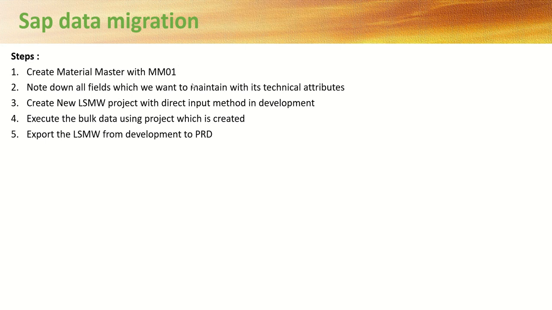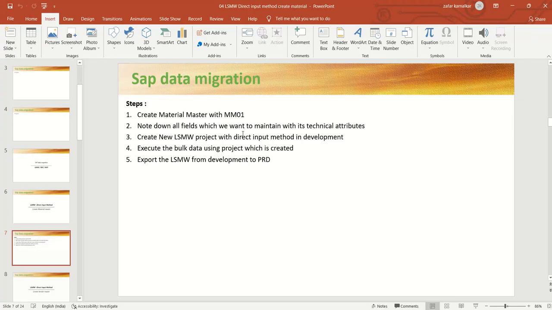So after the first two steps, we have to create an LSMW project with direct input method in the development system. Once our development is ready, then we can do the execution part by uploading bulk data in the development system. And once it is ready and tested well, then we can transfer that to the quality or the production live system. So we'll do all the steps one by one. For that, let's first log into our SAP system.